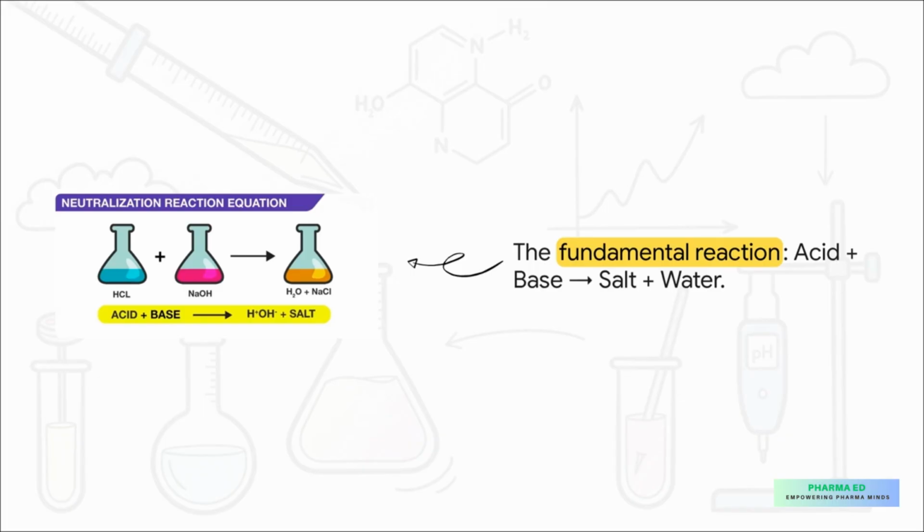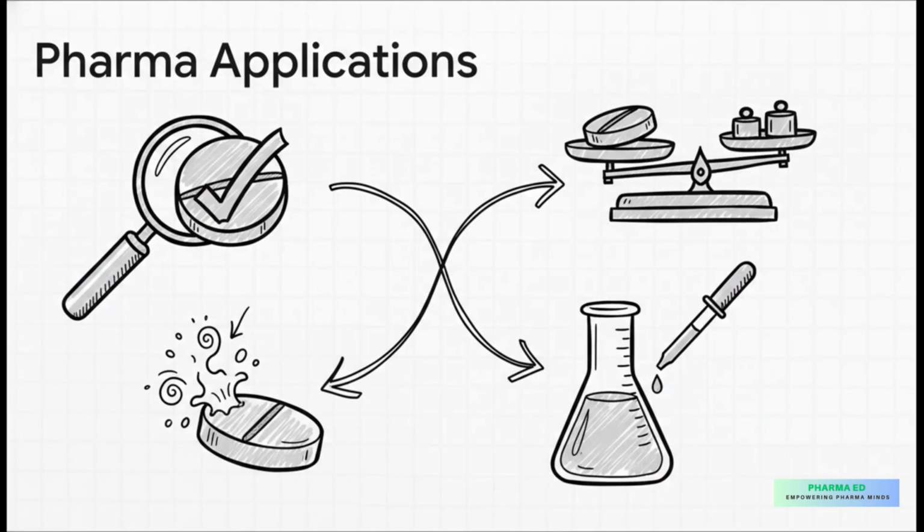It doesn't matter how complicated the drug molecule is. If it has acidic or basic properties, its titration always boils down to this one simple, fundamental neutralization reaction. An acid plus a base reacts to form a salt and water. That's it. And the applications in pharma are just everywhere.